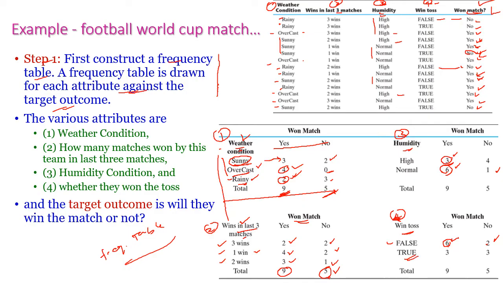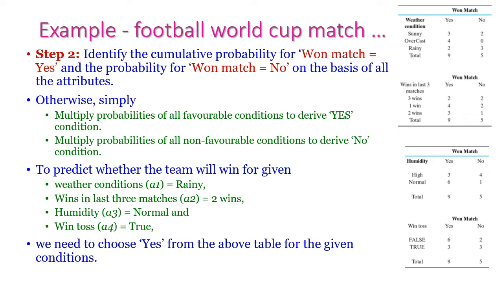And when it comes to true, 3 records come under the yes side and 3 records come under the no side. See, 1 no, another no, this is another no. So totally 9 records come under the yes side and 5 records under the no side. This is how we need to construct the frequency table. After constructing the frequency table for all the given attributes, next we will move to step 2.